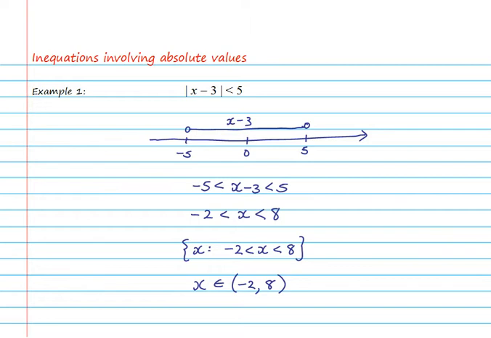Again, you should be able to check that, pick any number between negative 2 and 8, and when you take the modulus of that value minus 3, it should indeed be less than 5.